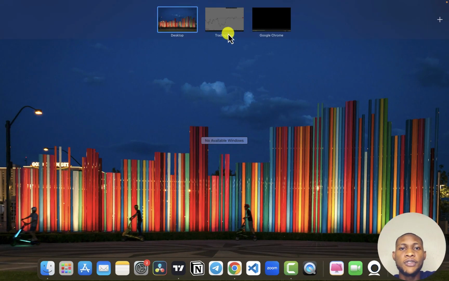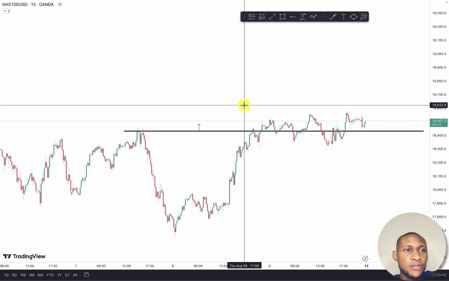What's up, guys? So today I'm going to be breaking down my current setup on Nasdaq for you guys. This is the kind of setup where you don't really see an indication yet before you take a trade. So I decided to make a video of that to let you guys understand the reason why you can take this trade.